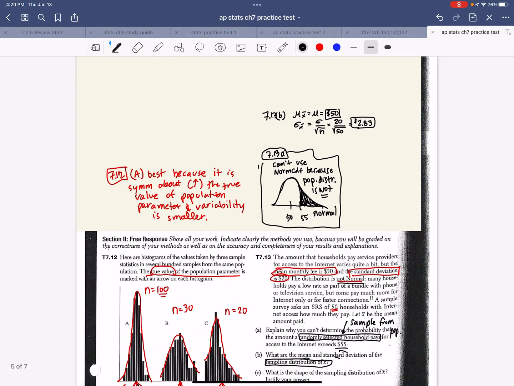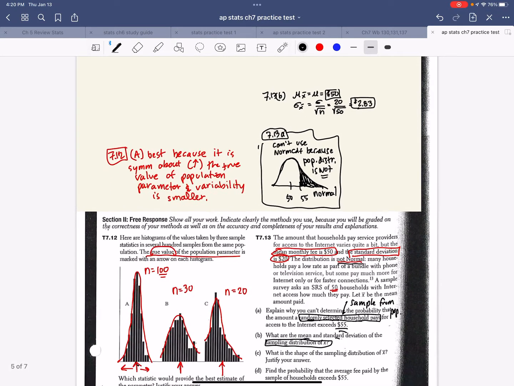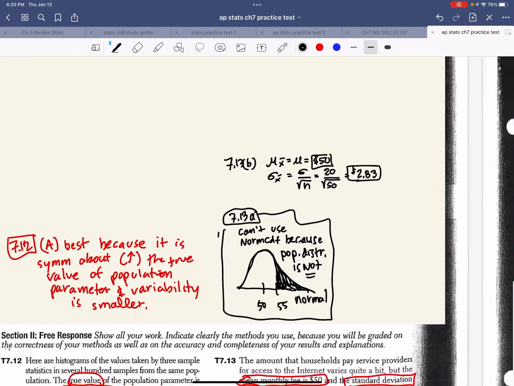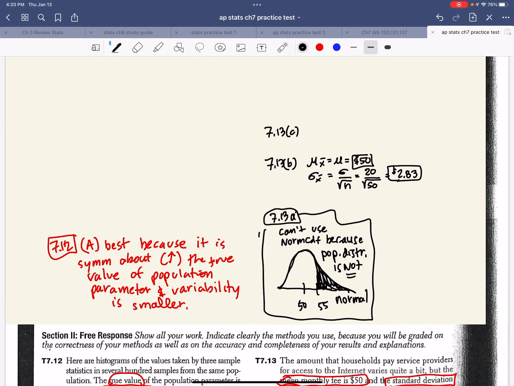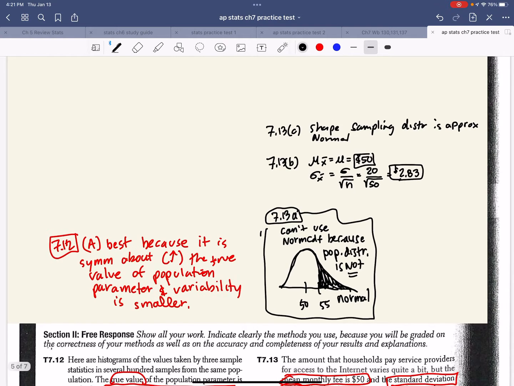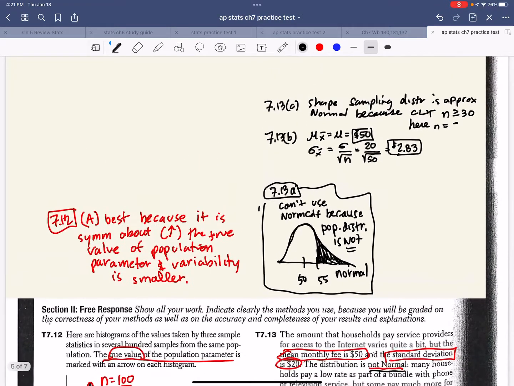Now, it says, what is the shape of the sampling distribution? Lord have mercy, they've asked this all day, every day. The shape of the sampling distribution is approximately normal, right? Because the central limit theorem states that n is greater than or equal to 30. And here n is, what was our sample size? 50. So 50 is greater than or equal to 30.